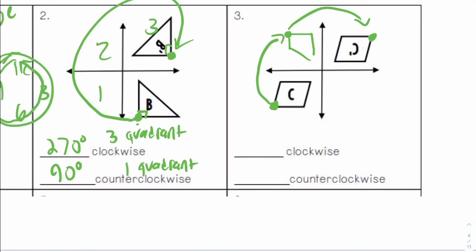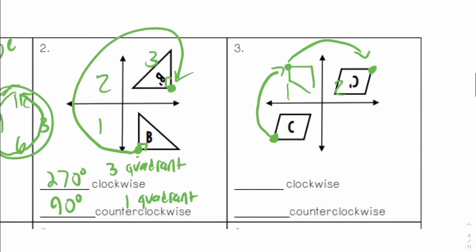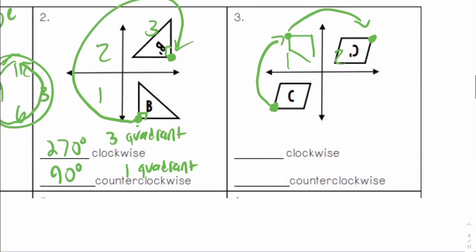So how many degrees was this? We went 1 quadrant, 2 quadrants over. 2 quadrants. And is this the direction of a clock? We went left, up, and around. Left, up, and around is clockwise. That was 2 quadrants. So we're going to do 90 times 2 to get 180 degrees.